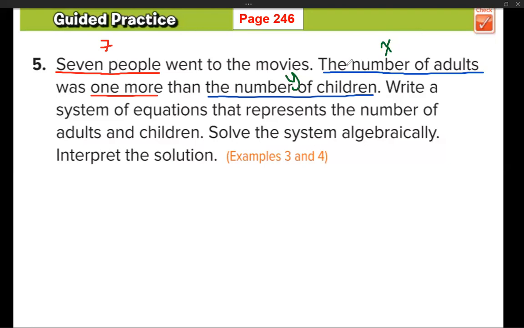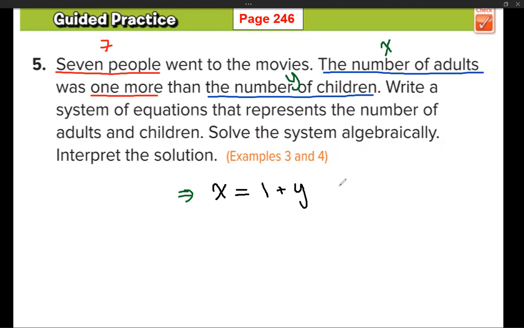What do we know about these two numbers, the number of adults and the number of children? Well, it's mentioned in the second statement that the number of adults, which is x, was one more than the number of children. The number of adults equals 1 plus the number of children, which is y.